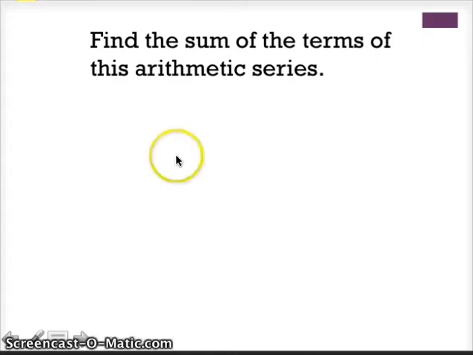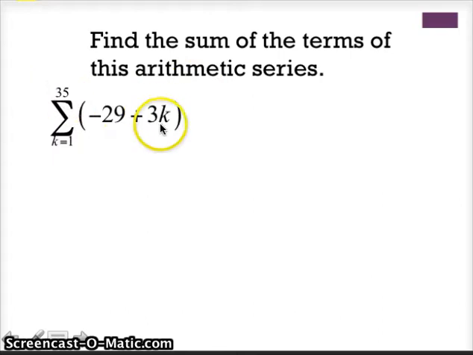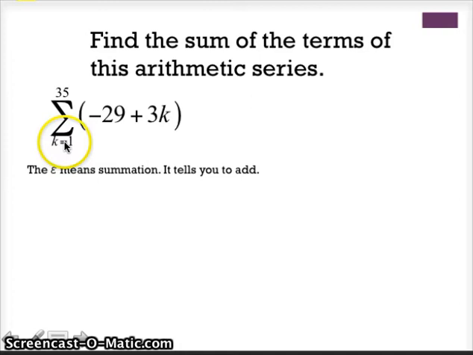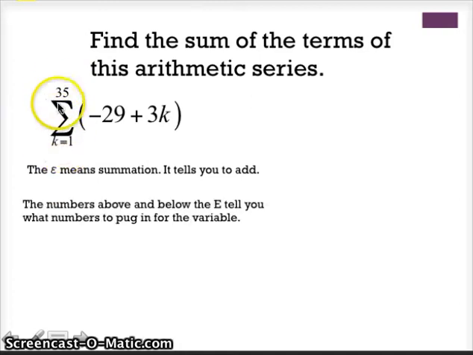Okay, we can also do this. We can also find the sum of an arithmetic sequence if we are given this, if it looks like this. Okay, when we have this E here, that is summation. The E means summation, and it's telling us to add. The numbers above and below the E tell you what numbers to plug in for the variable.